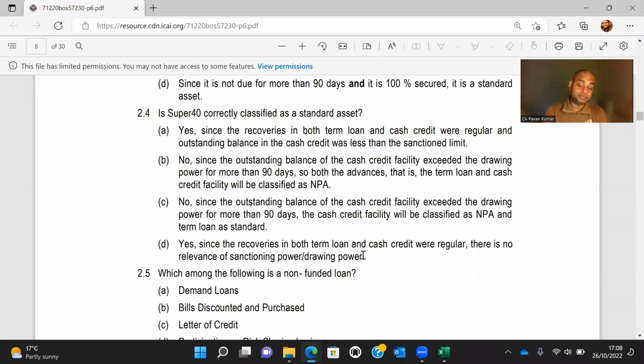Everybody is giving the correct answer. Very good. B is the correct answer. Both of them should be classified as NPA. Here the trap is, one is regularly paying, no overdue. Second one is this one. Cash credit facility is NPA, term loan is standard. Some people will put this also. That is also a wrong answer. So can I say B is the correct answer? Yes.